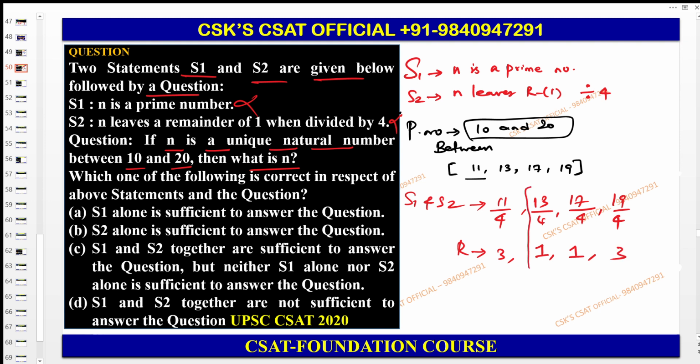So two prime numbers, when divided by 4, give remainder 1. Unique means only one, a single number, but it gives you 2. So this also is wrong. Therefore, you can go with option D: together not sufficient to answer this question. Right? Anybody having a doubt here?